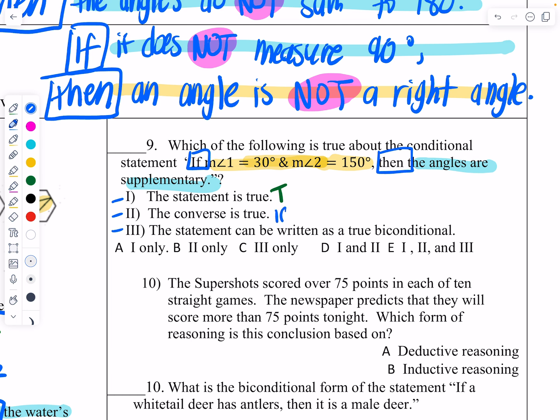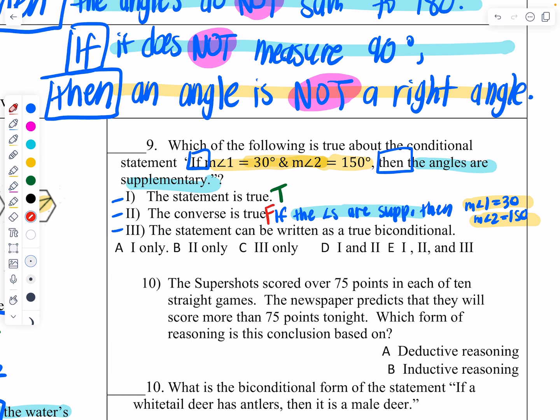My converse is going to be if blue, then yellow. So if the angles are supplementary, then measure of angle 1 equals 30, and measure of angle 2 equals 150. So this if-then statement is implying, okay, if you know that 2 angles are supplementary, then those 2 angles have to be 30 and 150. And so that is actually going to be false.